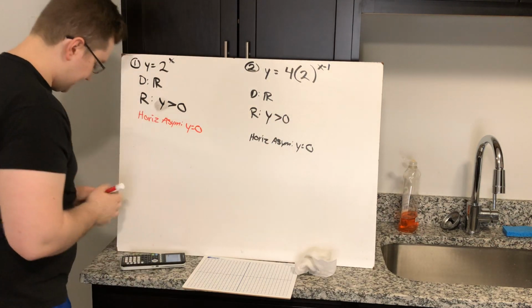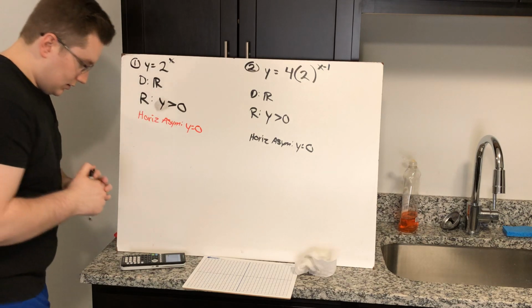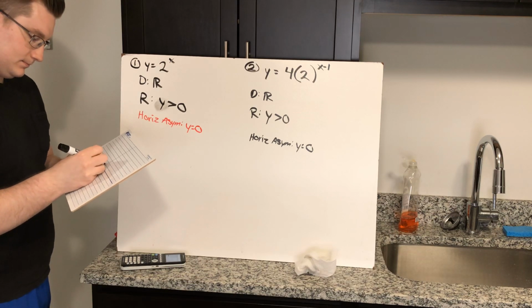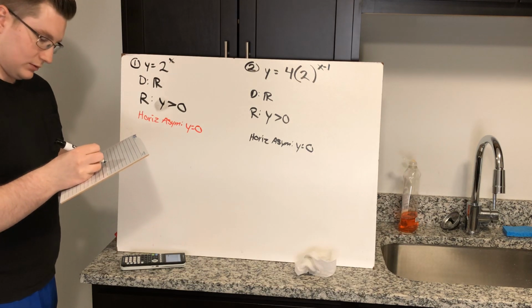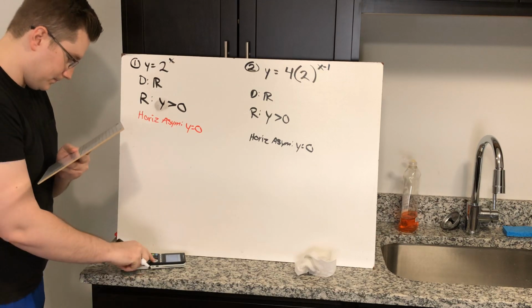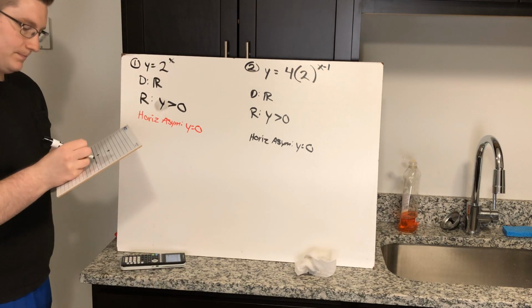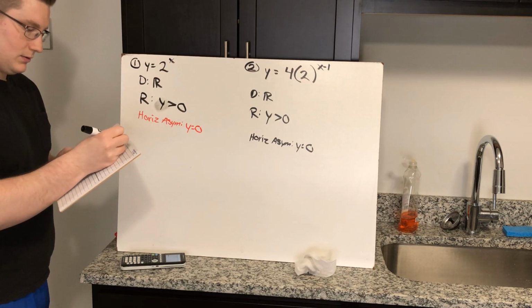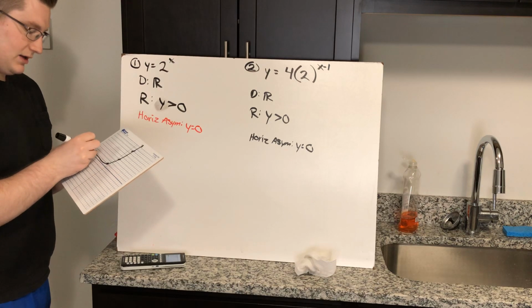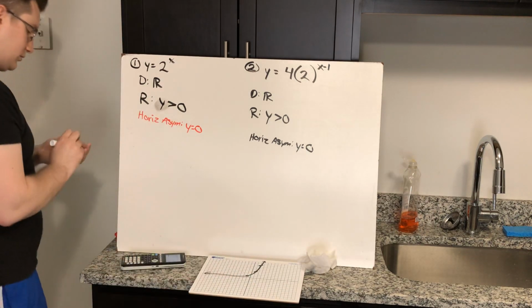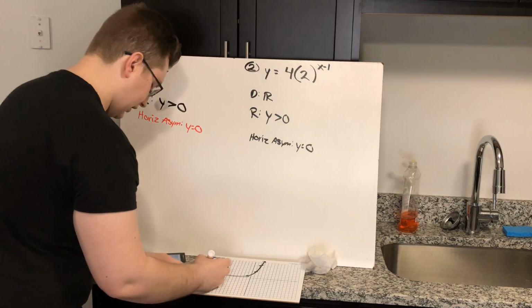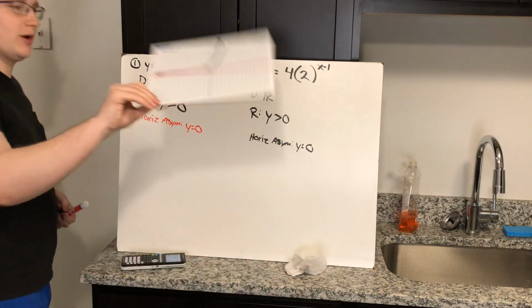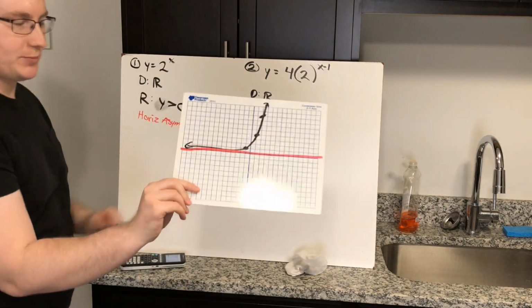If I plot points, I have negative 1, 1. I have 1, 4. 2, 8. And it gets really, really close to 0. So I'm going to draw a line in red showing there's a horizontal asymptote there. So it's approaching it, never crosses.